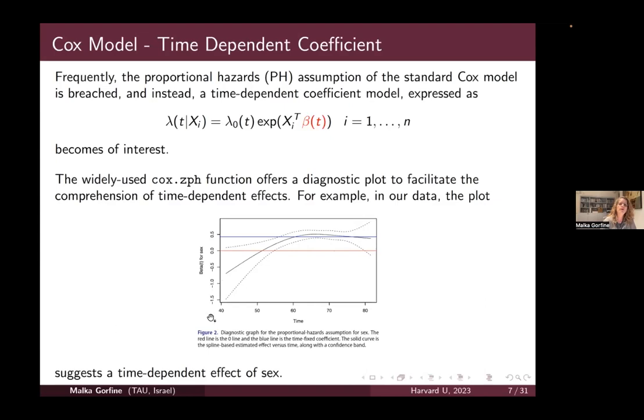But then we have a spline-based estimator, which is described by this curve with confidence band with the dotted curves. And you see that there is a huge discrepancy between the blue line and the black curve. So this plot suggests a time-dependent effect for sex is required.